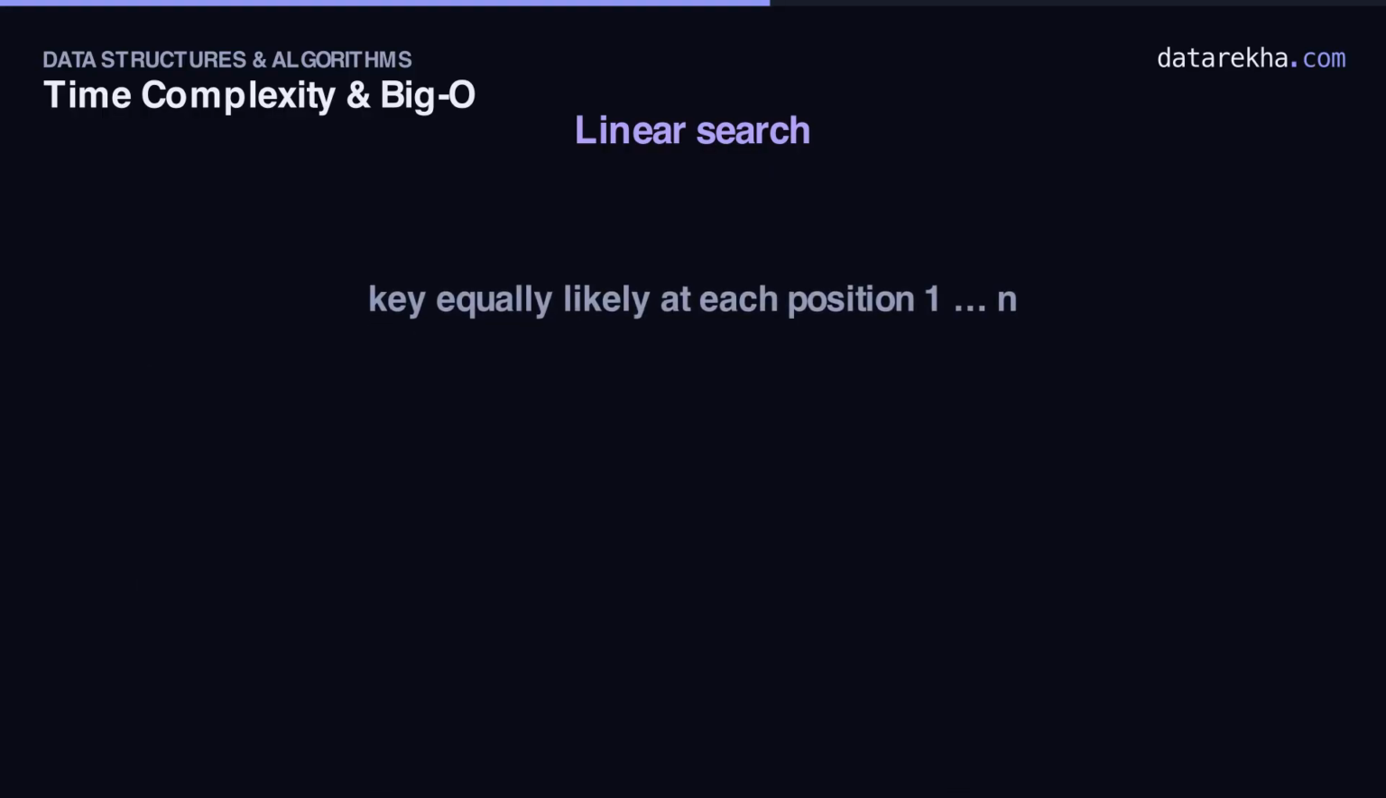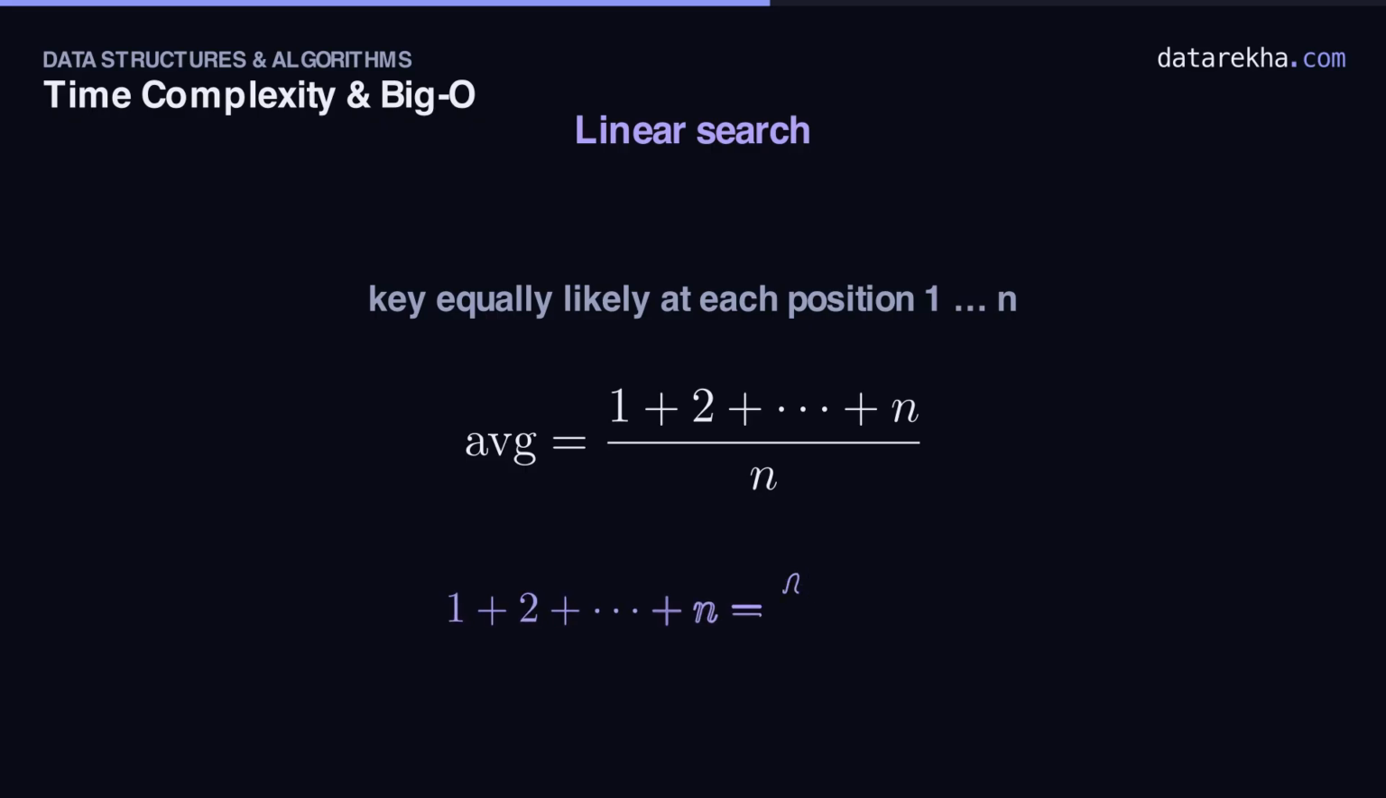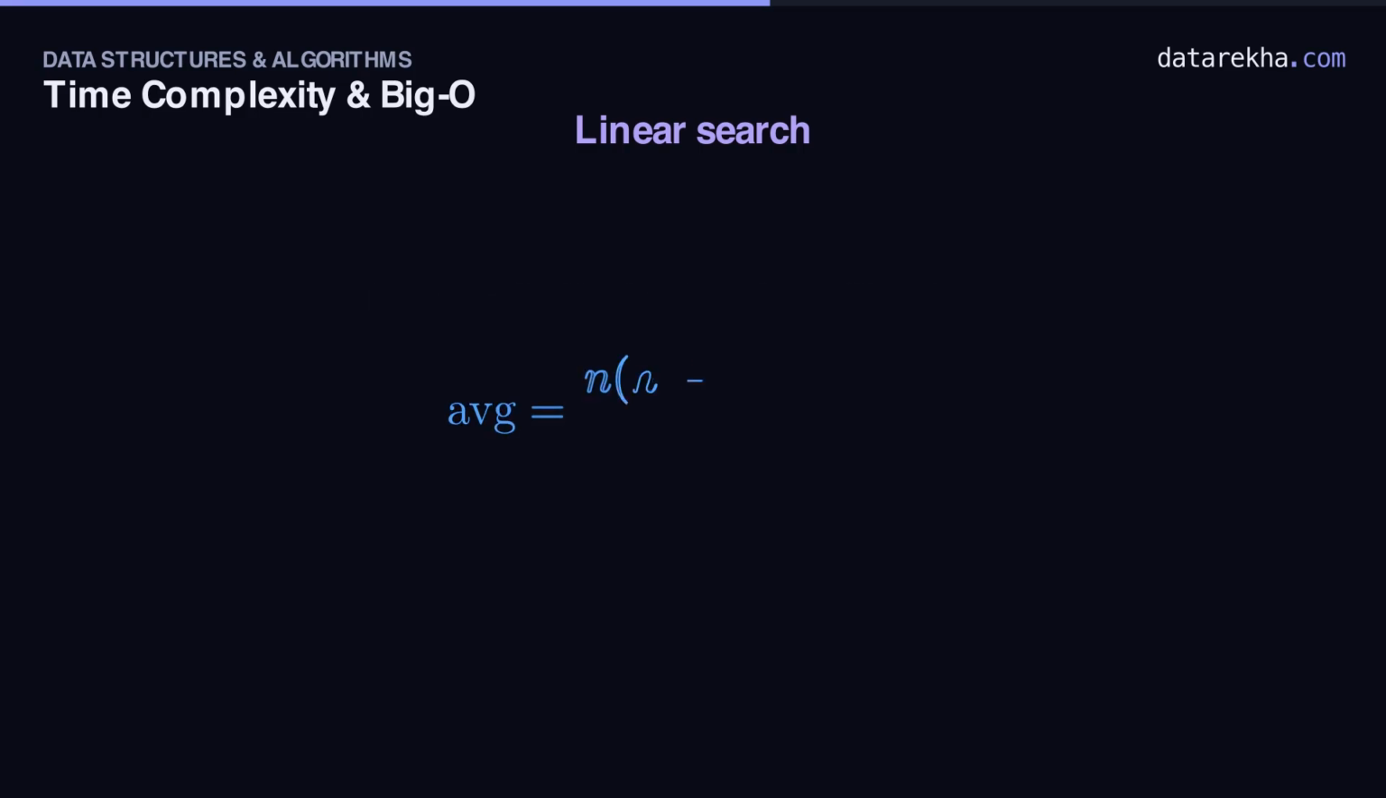The average case is the interesting one. Assume the key is present, and every position from 1 to n is equally likely. If it's at position i, we make i comparisons. So we average i over all the positions. Now use the sum every one of us knows. 1 plus 2 up to n equals n times n plus 1 over 2. Substitute it in, the n on the bottom cancels one factor, and the average comes out to n plus 1 over 2. For large n, that behaves just like n over 2, which is still order n.